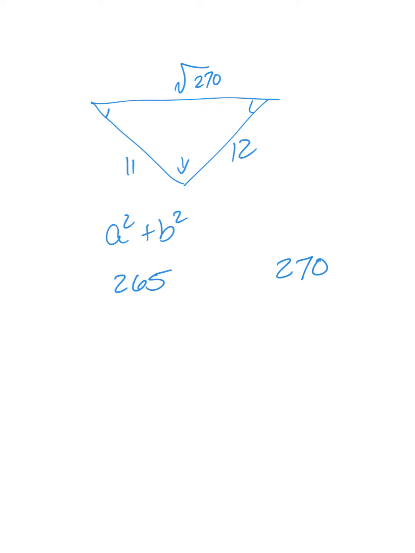So if the c squared is bigger, that means it's a fat angle. It had to be really big to close that gap, right? So this one is obtuse.